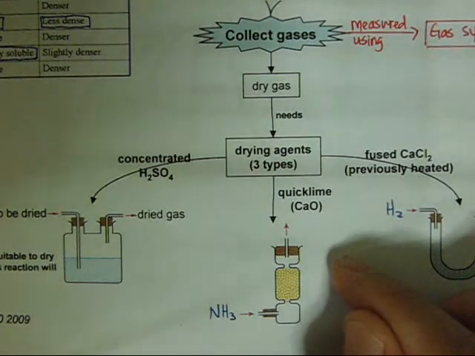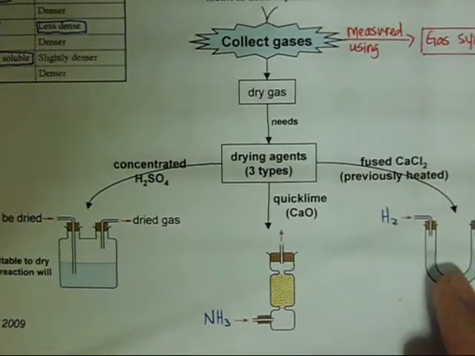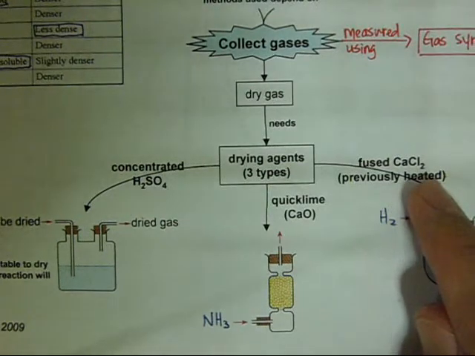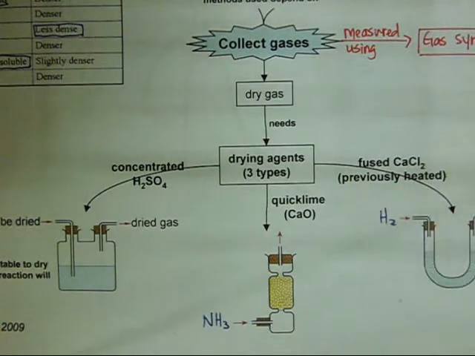Calcium hydroxide, that will be slaked lime, SLAKED. Slaked lime, that one is calcium hydroxide. And then you can also use calcium chloride, fused calcium chloride. Fused means previously heated.